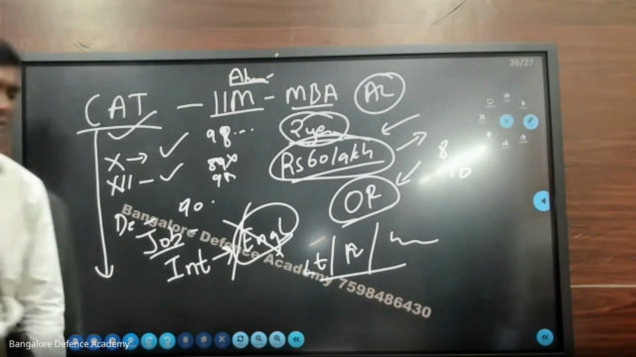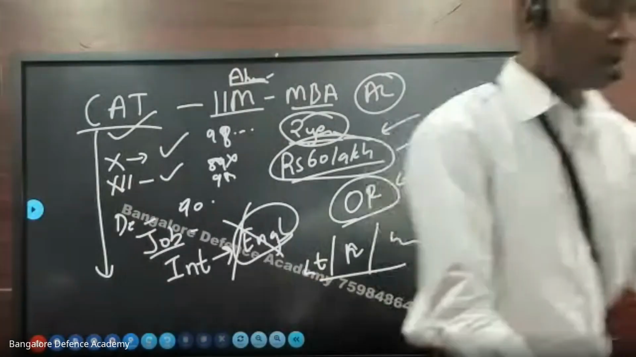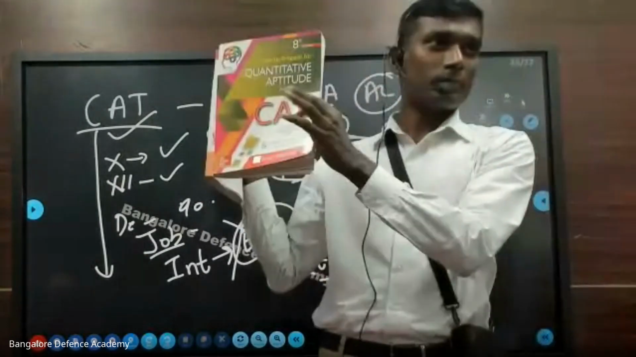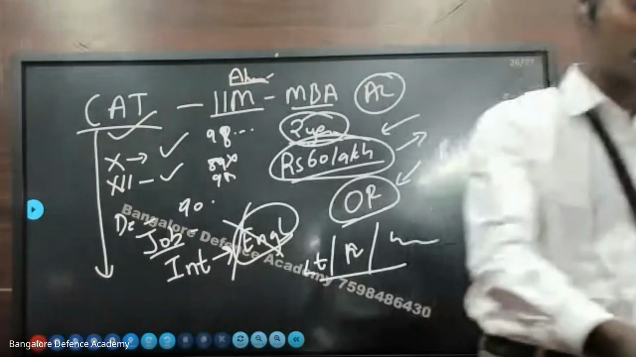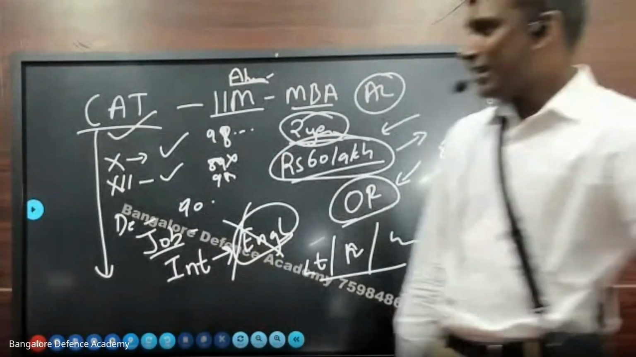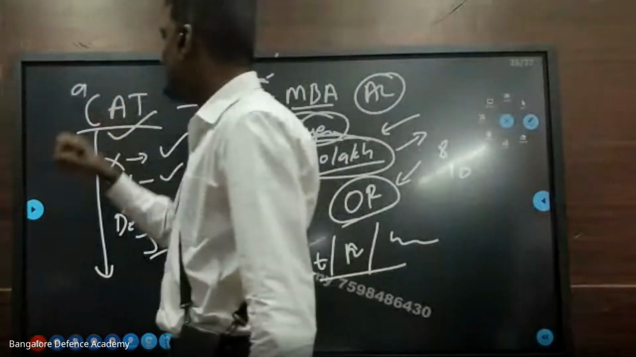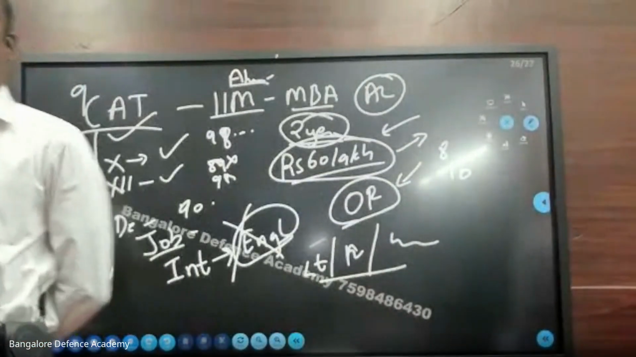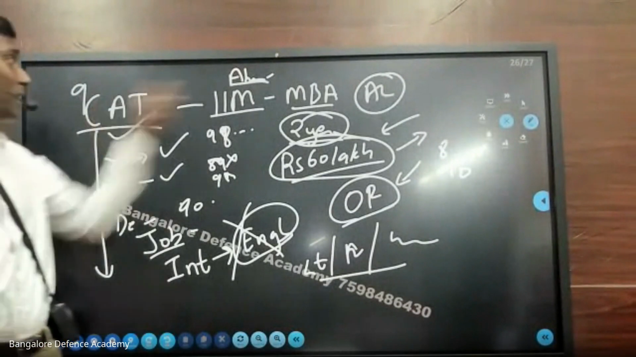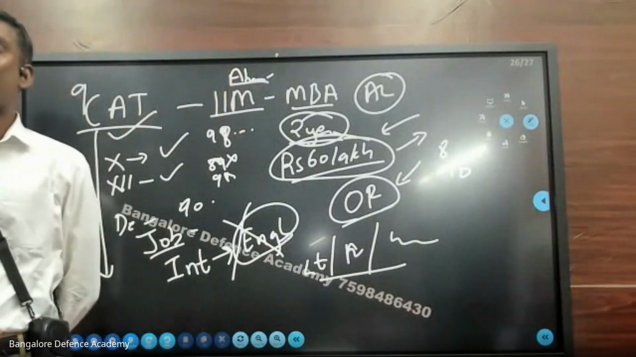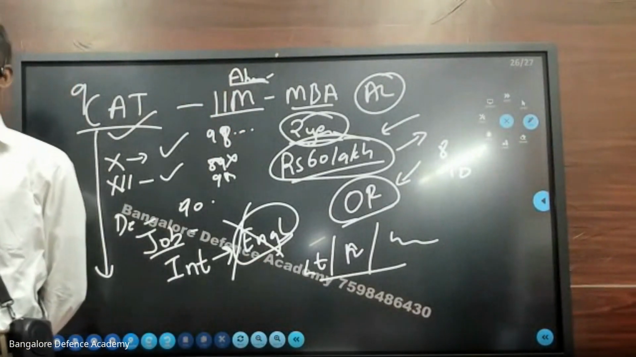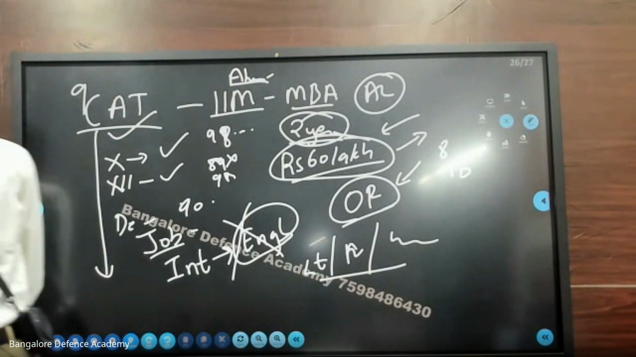Now, I'll tell you one more incident. The man who wrote this book is Arun Sharma. He passed this CAT examination 9 times. How many times? 9 times. He got Ahmedabad 9 times. But he said, I will not go to college. He said what? I will not go to college.